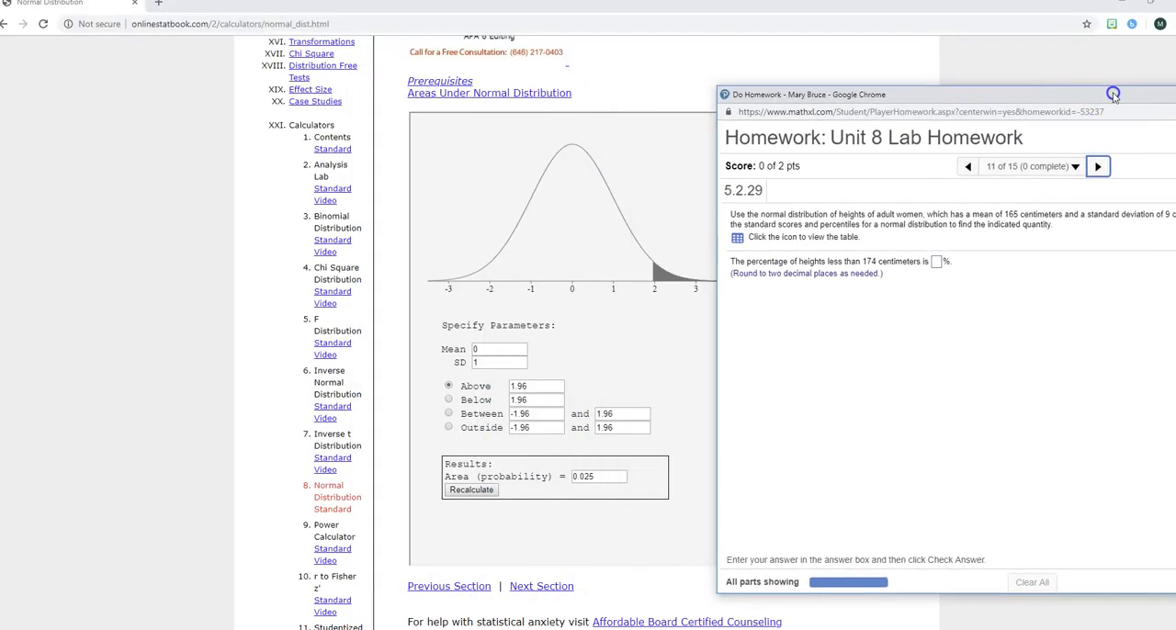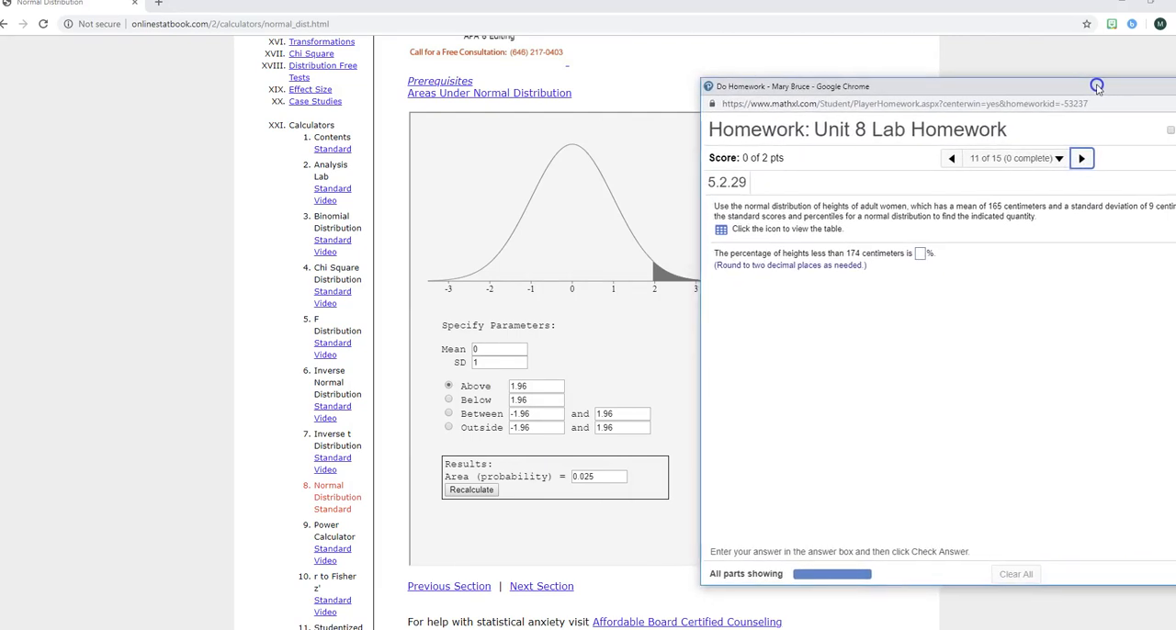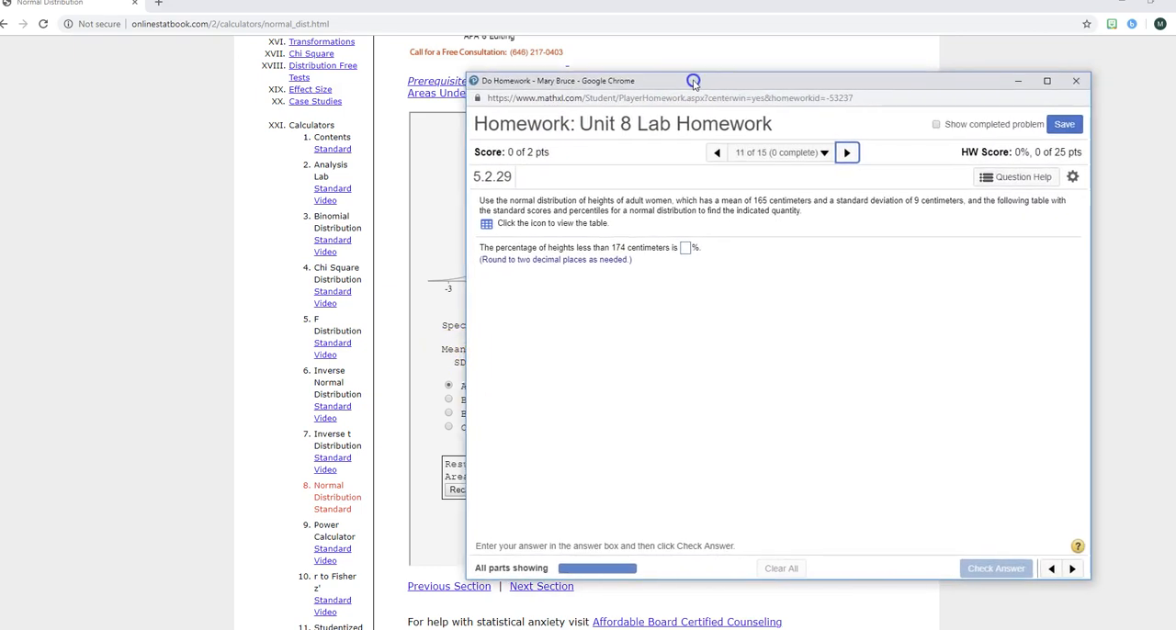All right, so here's the website. And so what you're going to be doing is specifying your mean and standard deviation in these top 2 boxes. So like if we come over here, it said has a mean of 165 and a standard deviation of 9. This is heights of adult women, and this is in centimeters.